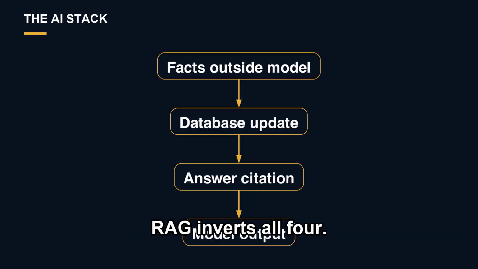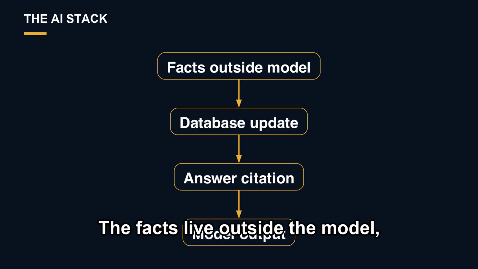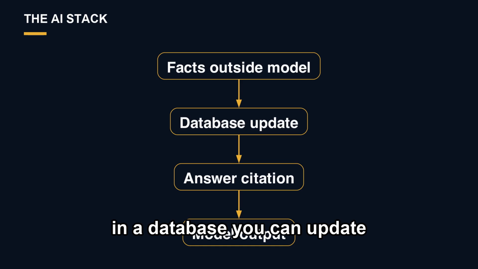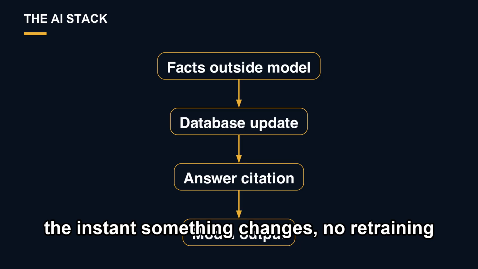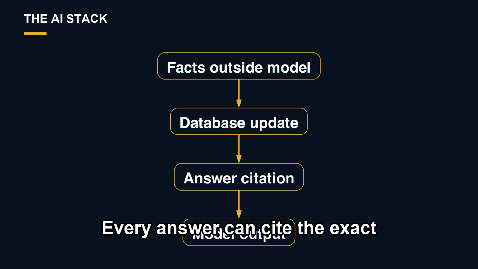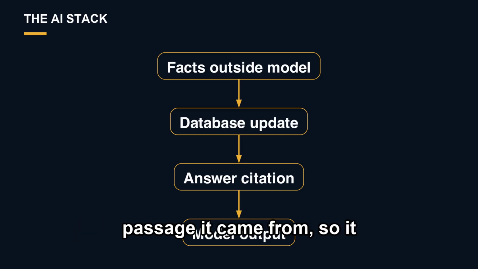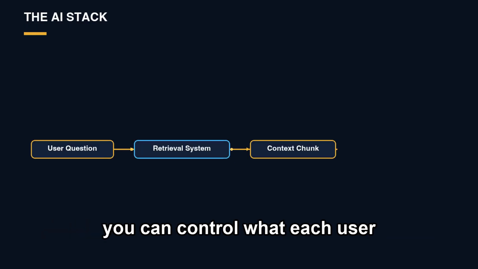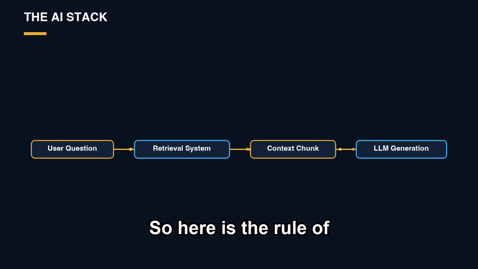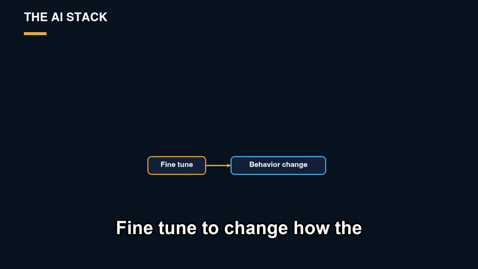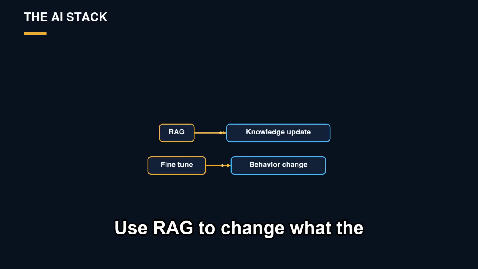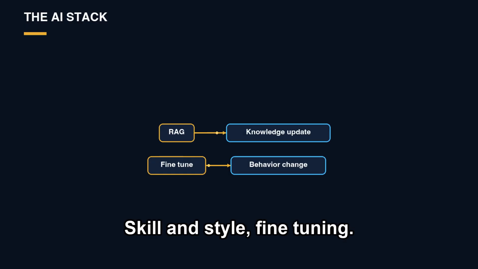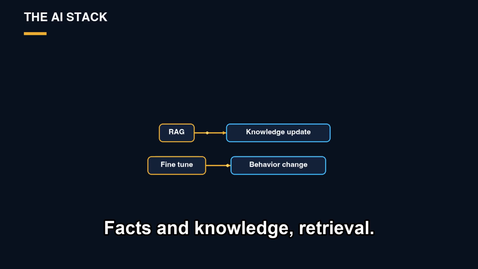RAG inverts all four. The facts live outside the model. In a database, you can update the instant something changes. No retraining required. Every answer can cite the exact passage it came from, so it is checkable. And because retrieval happens per question, you can control what each user is allowed to pull back. So here's the rule of thumb worth memorizing. Fine-tune to change how the model behaves. Use RAG to change what the model knows. Skill and style, fine-tuning. Facts and knowledge, retrieval.